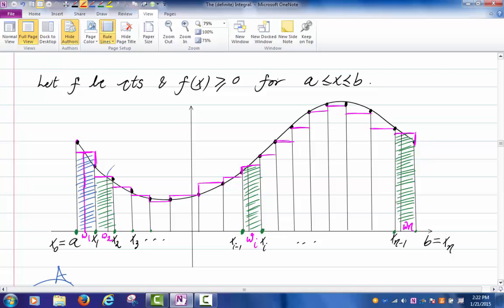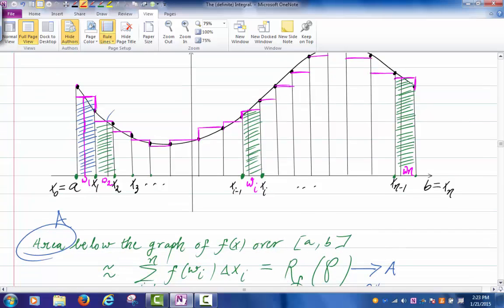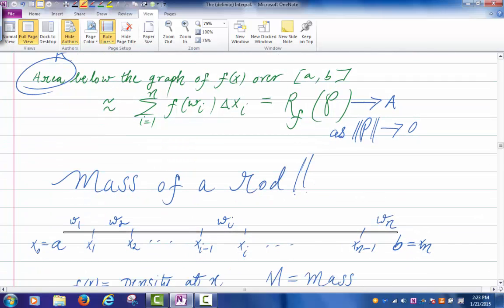And in this case, that number would be the area. If I take the limit of the Riemann sum, that would be the area below the curve. Is everybody okay with that? So that's one reason why we care about the Riemann sum. So that's what I said here.